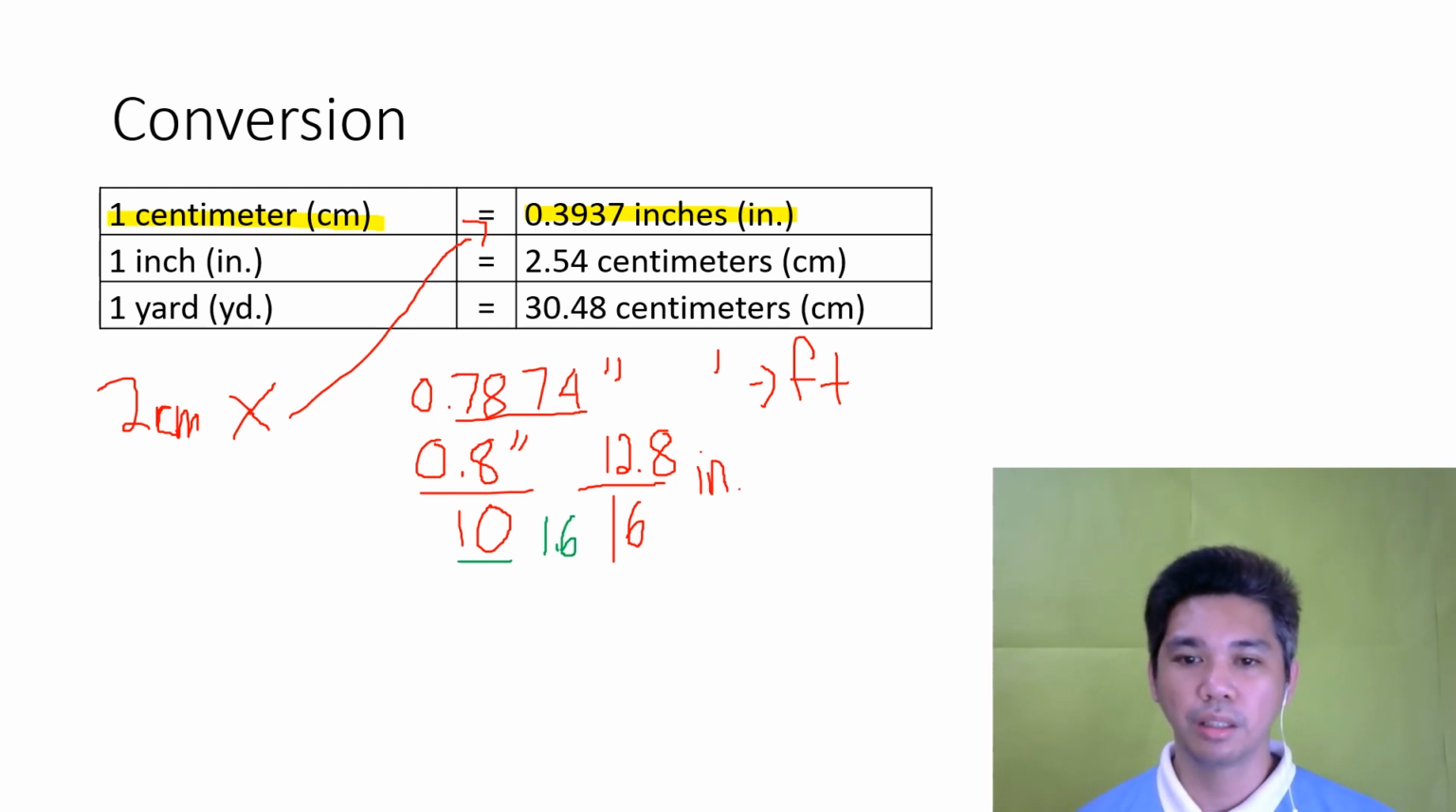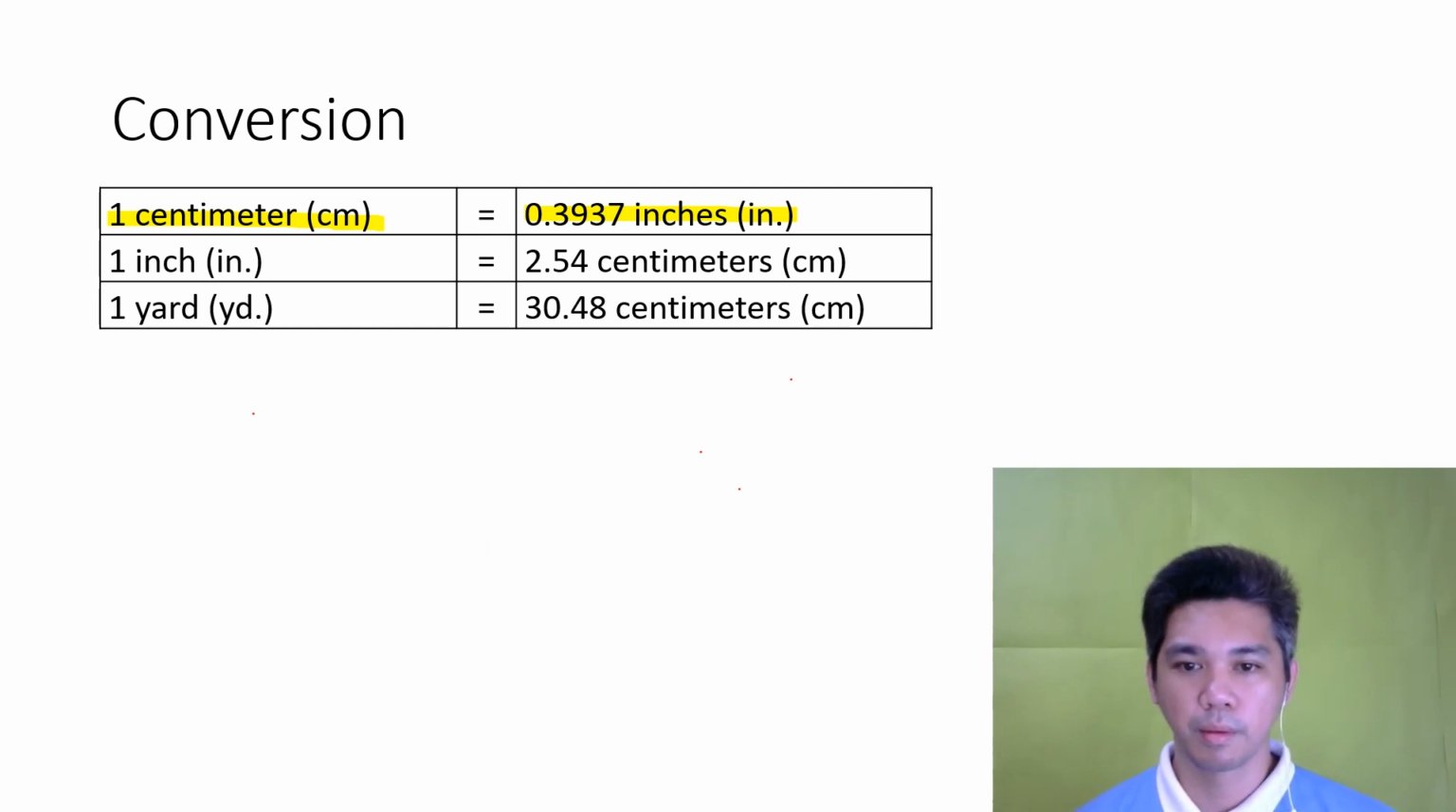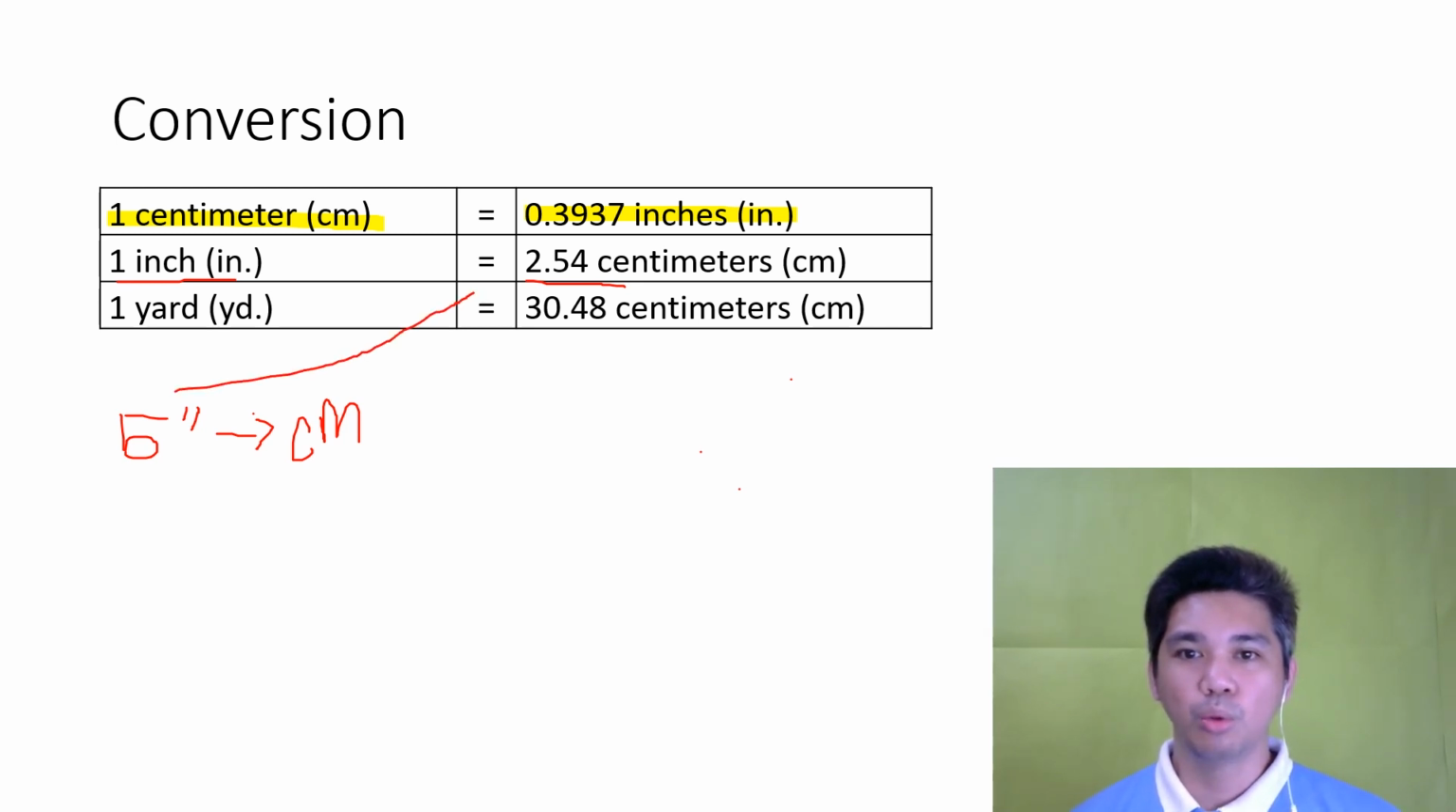Now to convert inches to centimeters, let me just delete everything. Okay, so to convert an inch to centimeters, same principle. You have to multiply, but this time by 2.54. So let's say you have 5 inches, and to convert that to cm, you have to multiply 5 by 2.54. So let me use my calculator. 5 times 2.54 is 12.7. So it is actually 12.7 cm.